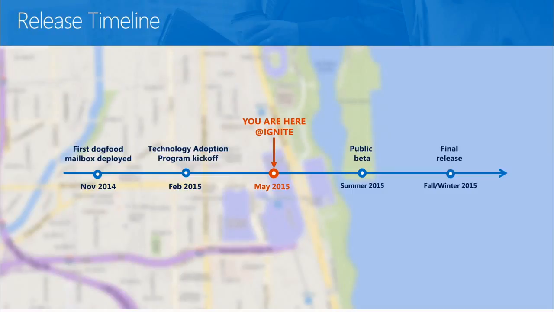In February, we kicked off a technology adoption program for customers and partners. This is all about putting the 2016 bits into production environments and getting feedback across diverse topologies. And the TAP is expanding. So if you want to be part of the fun, you can swing by the expo floor, and we actually have the TAP crew in the back that can tell you more about how you can participate. This summer, we're going to have a public beta, and then all of this culminates in a final release by the end of the calendar year.